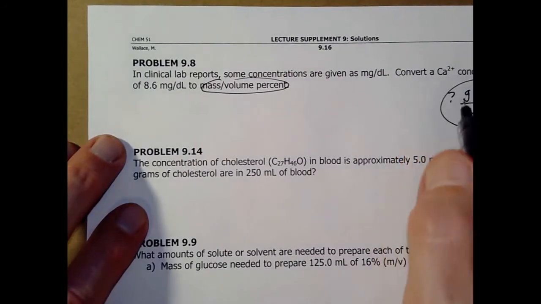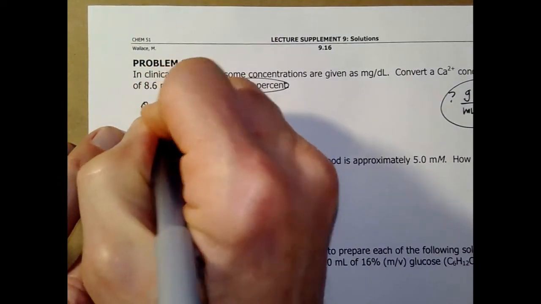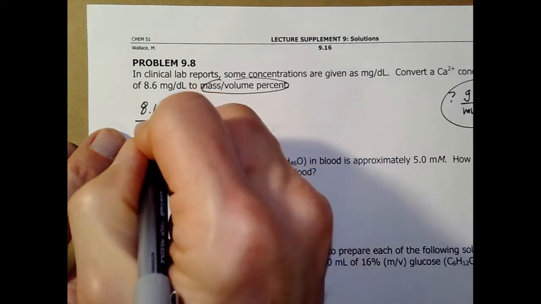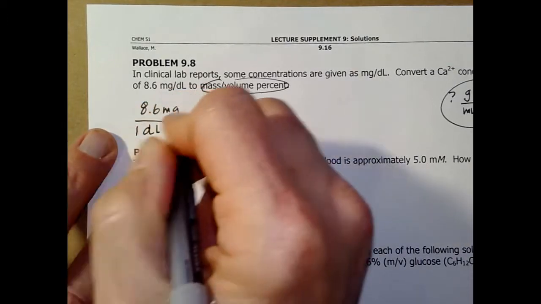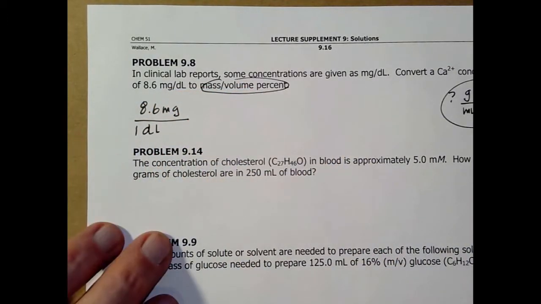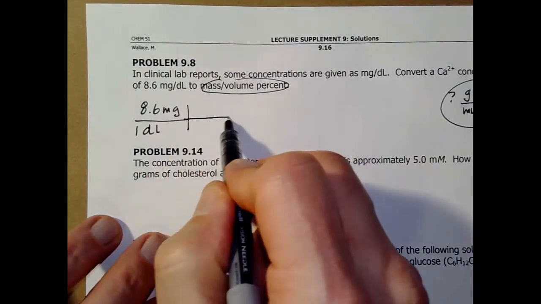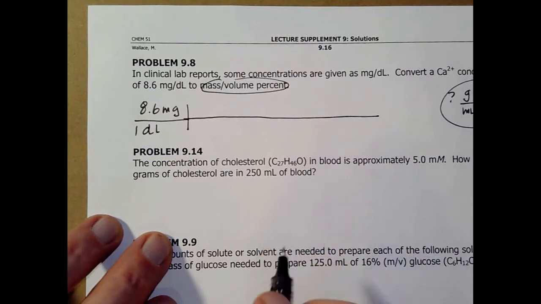So I've got this 8.6 milligram per deciliter. Well, that's solute over solvent, solute over solution, excuse me. It's 9 o'clock, I'm tired now.